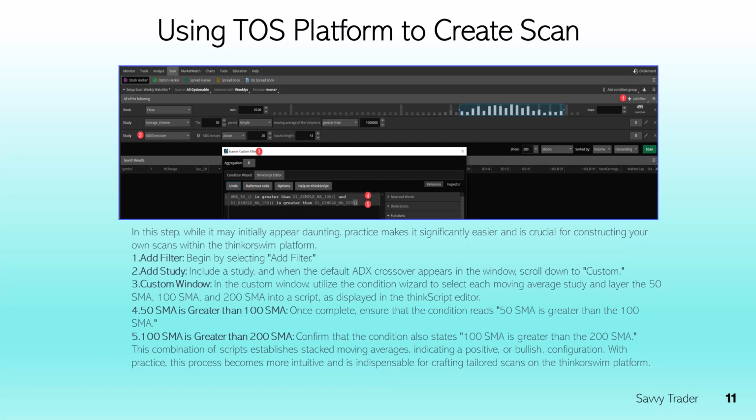So this combination of scripts establishes stack moving averages. You can save that script as stack moving averages, or name it whatever you want to, so you can recall it. And in this case, it's a bullish configuration. The symmetry is bullish: 50 on top of the 100, 100 on top of the 200. And the process becomes more intuitive the more time you spend with thinkorswim. And really, it's indispensable for crafting your tailored scans on the platform.